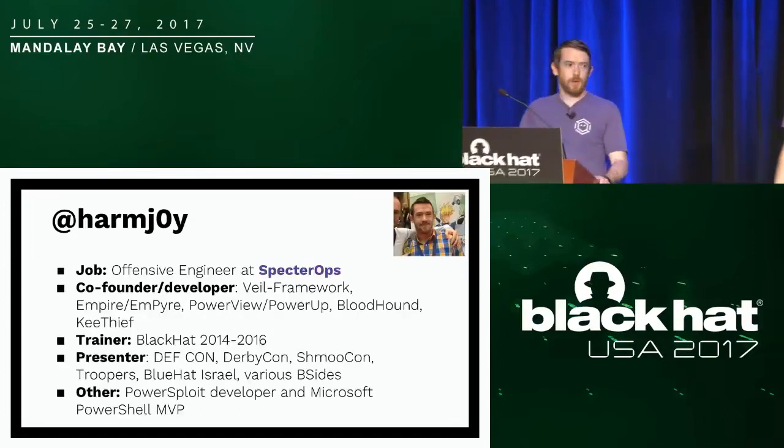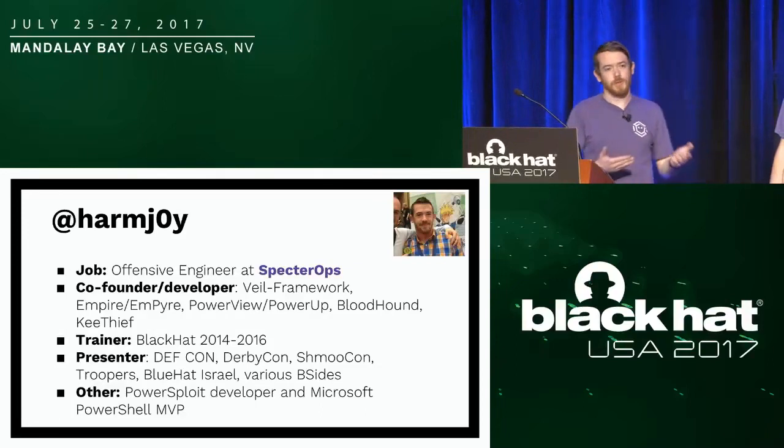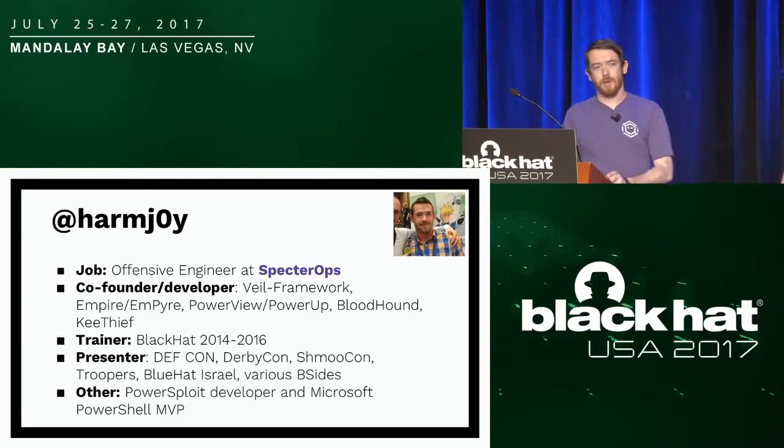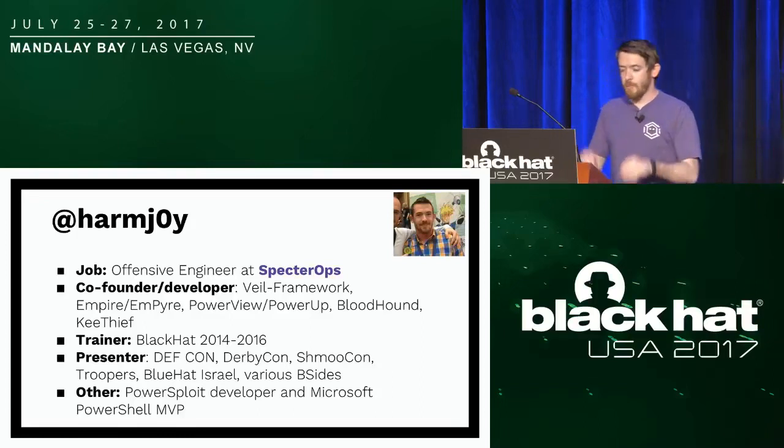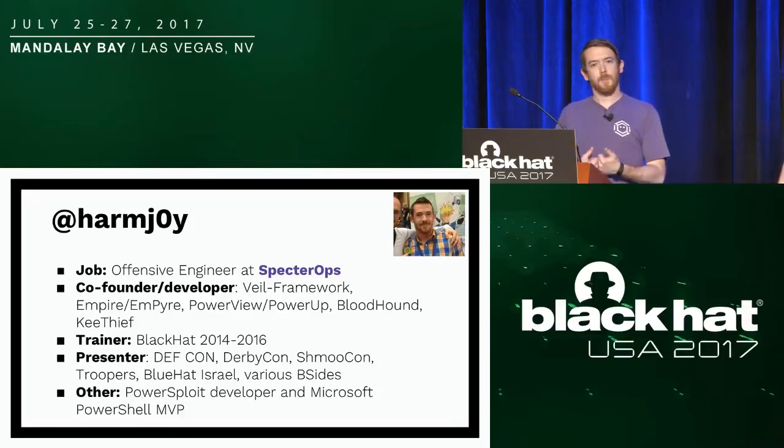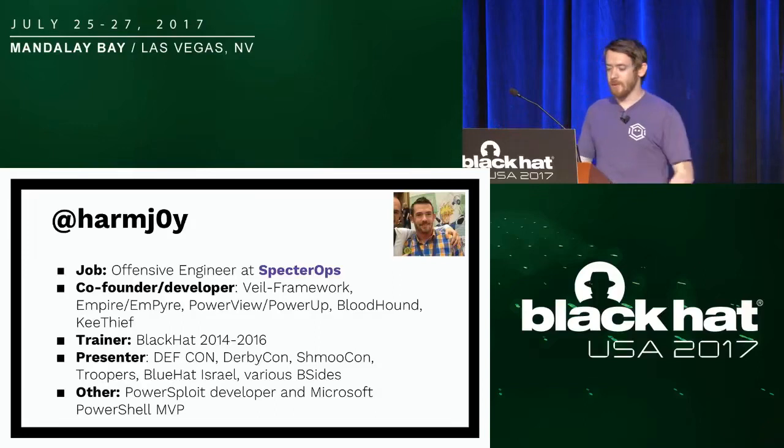So my name is Will Schrader. My handle is Harmjoy. I'm an offensive engineer with Andy at SpectreOps. I've written a lot of code. I'm the co-founder or developer on Veil Framework, Empire, PowerView, PowerUp, Bloodhound, KeyThief, a whole bunch of stuff. I've presented a few places, been a trainer, and I'm an active PowerSploit developer, and I'm a Microsoft PowerShell MVP. So somehow Microsoft doesn't hate me enough that they decided to at least make me an MVP.